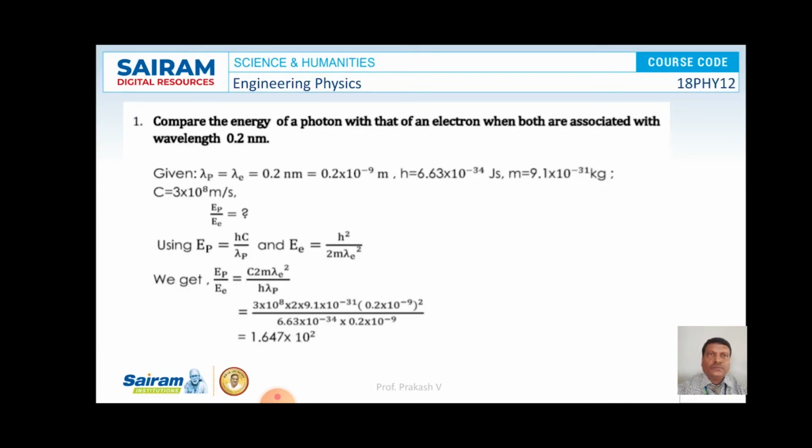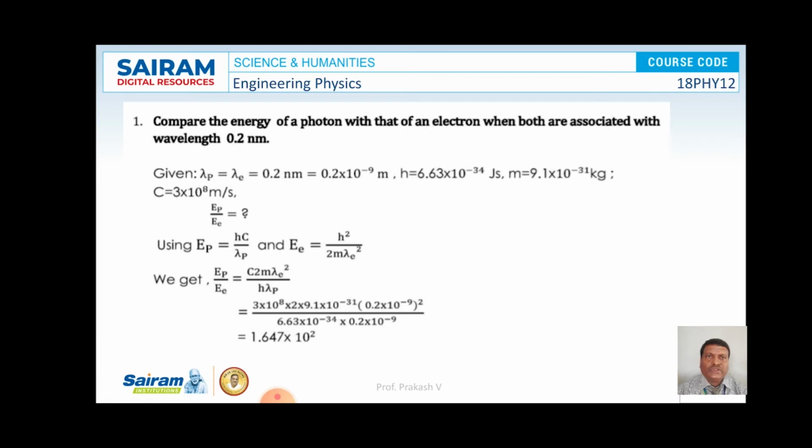The first problem: compare the energy of a photon with that of an electron when both are associated with wavelength 0.2 nanometer. Here, the value of lambda p is equal to lambda e, that is equal to 0.2 into 10 to the power minus 9 meter. h is 6.63 into 10 to the power minus 34 joule second, mass of the electron is 9.1 into 10 to the power minus 31 kg, and the velocity of light is 3 into 10 to the power 8 meter per second. So here we have to calculate what is EP by EE.